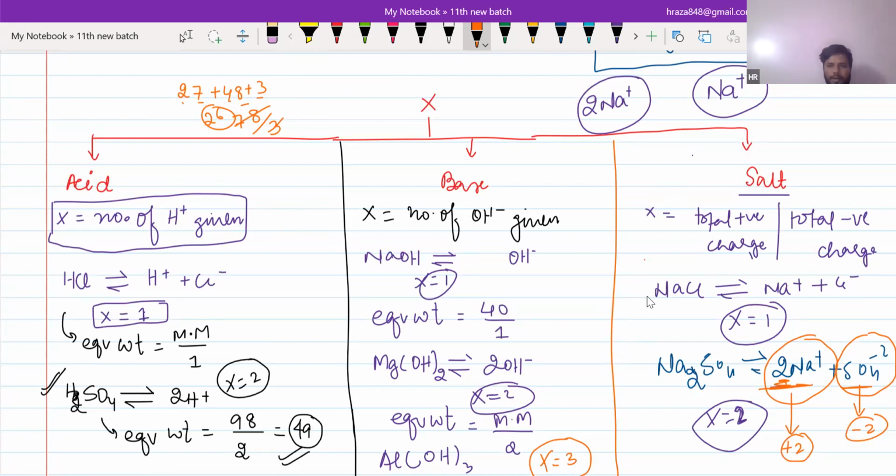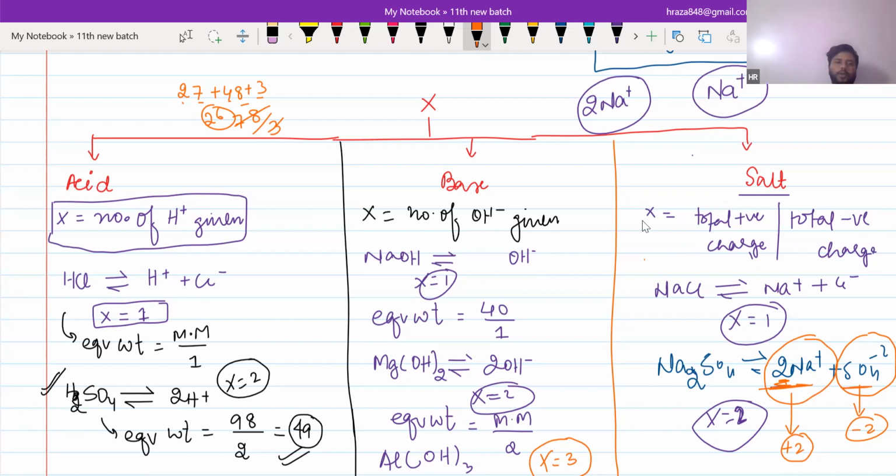Now, in a salt there will be no net charge because it is a neutralization reaction. So whether you take positive charge or negative charge, it must be equal, it must be balanced. Is that clear? Sir, if it's unbalanced, then we have to balance it first.